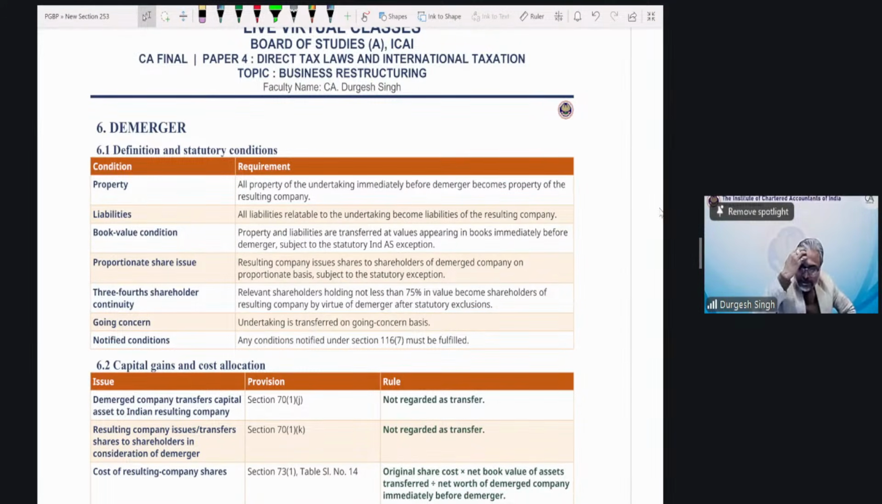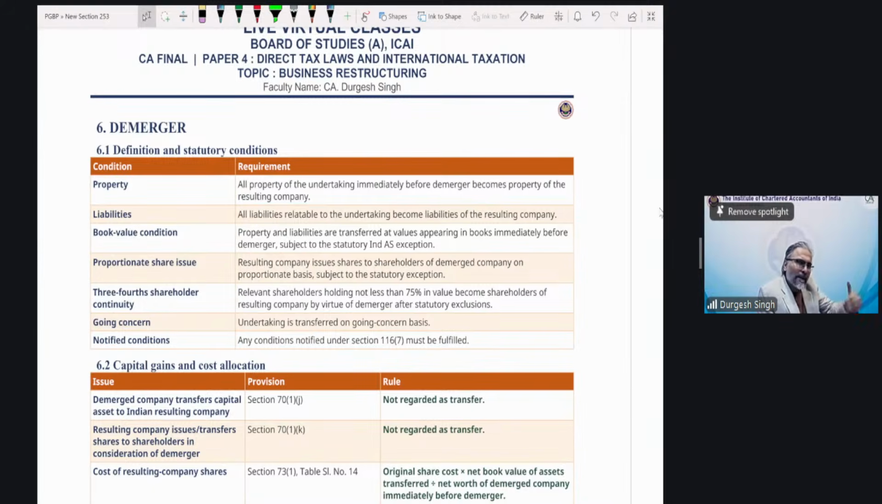Let's come to the demerger part. Definition and statutory conditions. Property: the requirement is that all the property of the undertaking immediately before the demerger becomes property of the resulting company. All. Okay. Liabilities: all liabilities relatable to the undertaking become liabilities of the resulting company. That is for liability.